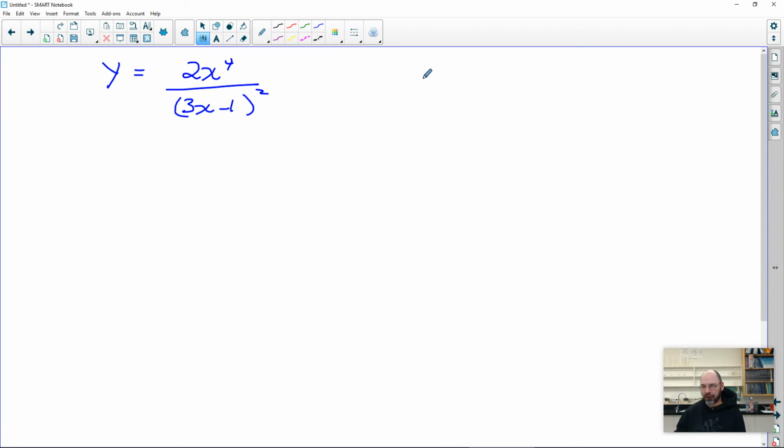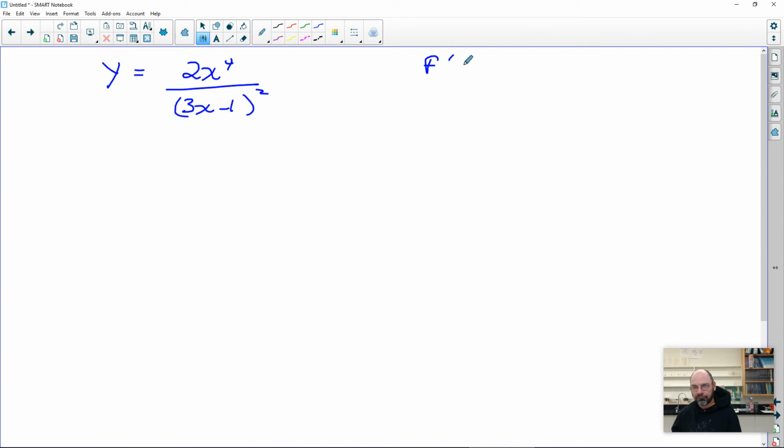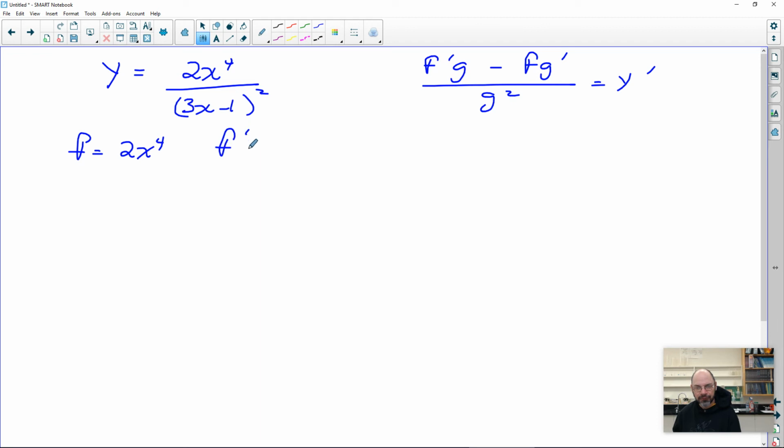Okay, so we know that we've got f prime g, see, I already forgot, f prime g minus f g prime. That's what we're going to use, but we have to do f, 2x to the 4th. If you want to try it on your own, you can pause it and try it and then see what I get. f prime then is 8x. Okay, so that one's easy.